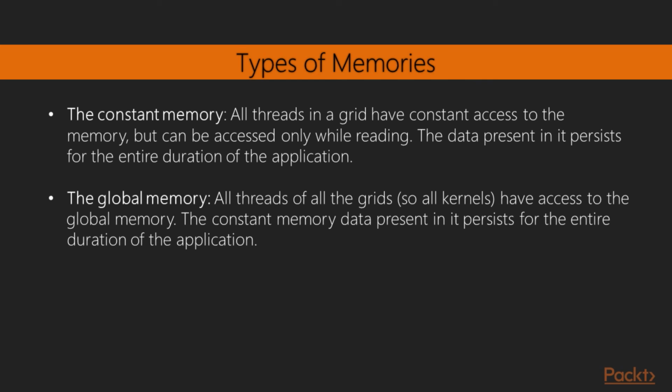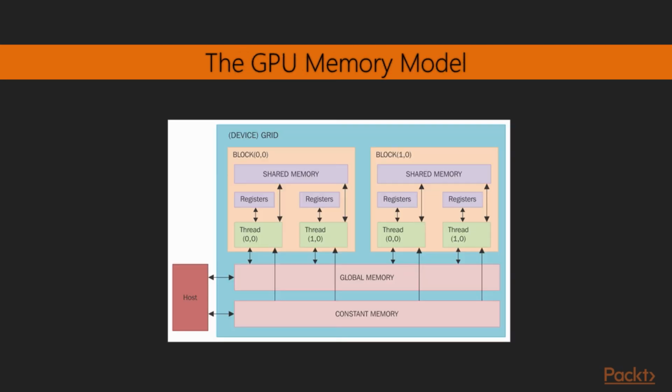3. The constant memory. All threads in a grid have access to the constant memory, but it can be accessed only for reading. The data present in it persists for the entire duration of the application. 4. The global memory. All threads of all the grids, so all kernels, have access to the global memory. The data present in it persists for the entire duration of the application. This is the GPU memory model.